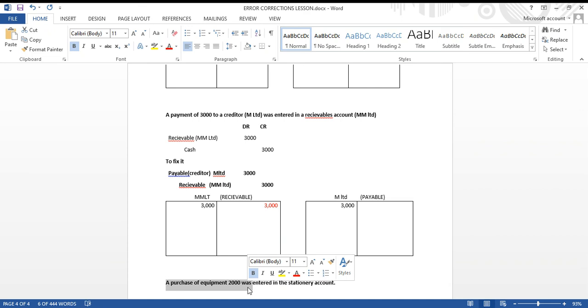As you are looking at these errors, first you have to be aware of the correct entry that should be there. If you do not know the correct entry, you won't know how to correct it properly. So when you purchase equipment for 2000, where does it go?